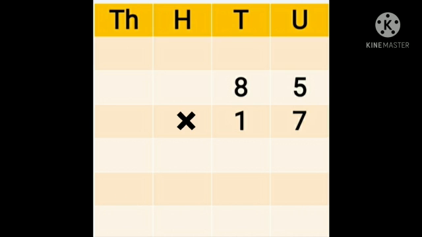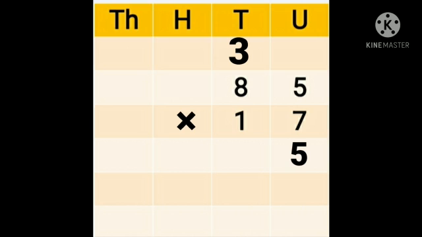85 multiplied by 17. So students, here first we will multiply units with units, units with tens. After completing units part, we will move on to the tens. So we will multiply tens with units, tens with tens. So now let's start our multiplication. 7 5 times is 35. 3 we will carry over in tens place. 5 we will write in units place.